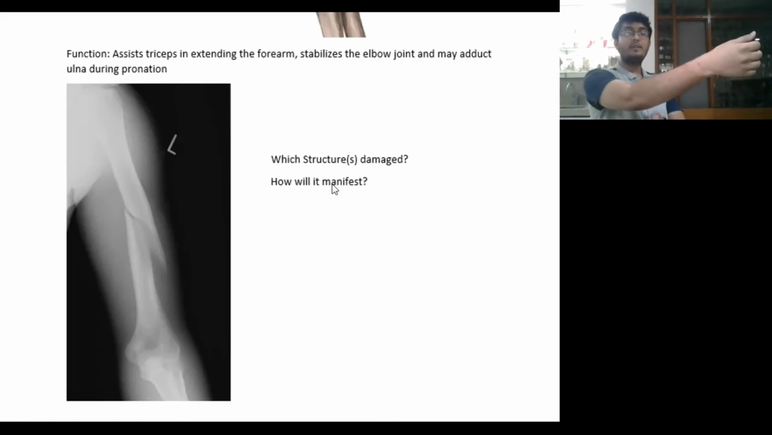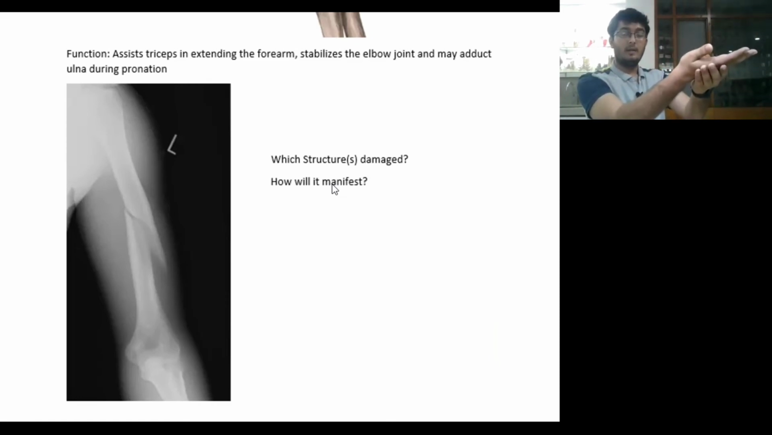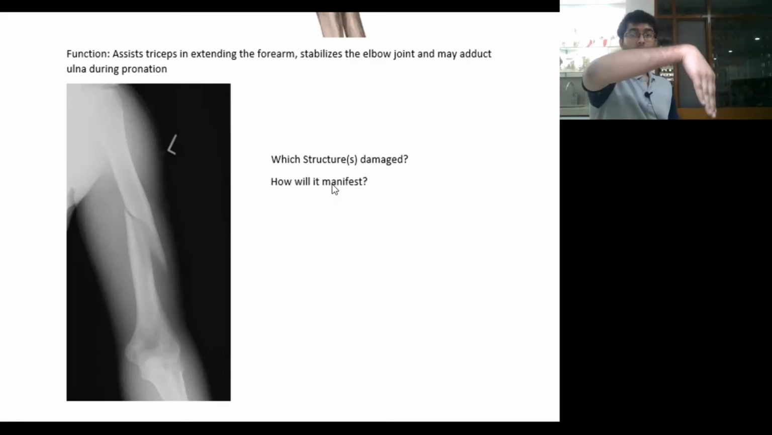Okay. So if the radial nerve is damaged, you can imagine that the extensors of the wrist will be lost. So there will be unopposed flexion of the wrist. If this was extension and this was flexion, and there is unopposed flexion, we call this state, in which the wrist has dropped, wrist drop.